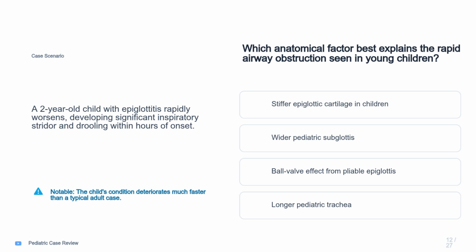A 2-year-old child with epiglottitis rapidly progresses from mild respiratory distress to severe inspiratory stridor and drooling within just a few hours. Which anatomical factor best explains why young children decompensate so rapidly with epiglottic inflammation? Option A, stiffer epiglottic cartilage in children. Option B, wider pediatric subglottis. Option C, ball valve effect from pliable epiglottis. Option D, longer pediatric trachea. Think about pediatric airway anatomy differences.